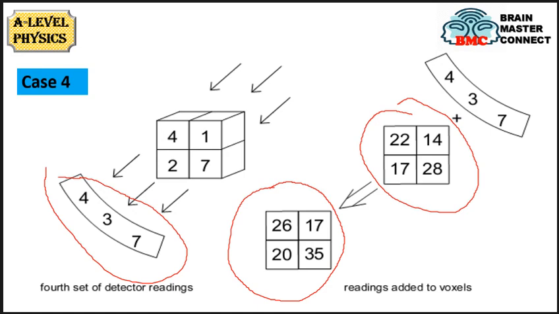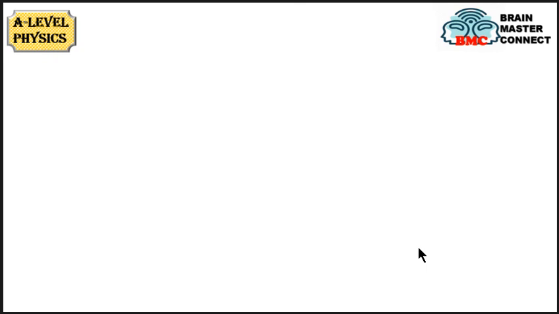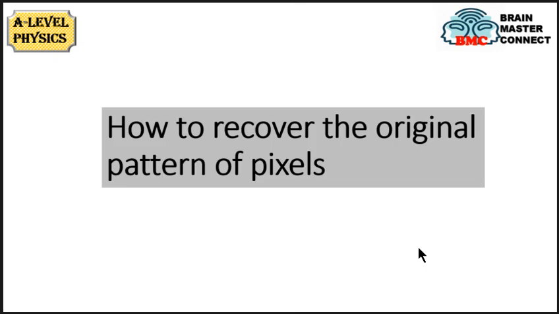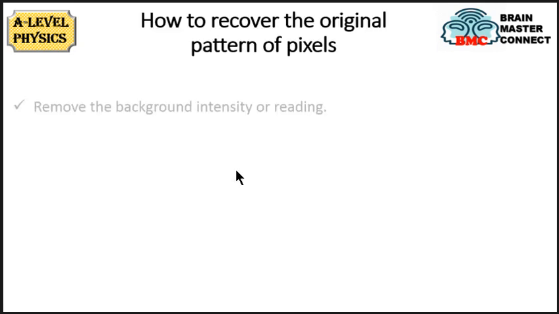Okay, so right from here we'll be able to see how to develop the image of a CT scan. From here we want to see how to recover the original pattern of pixel. If you can remember, the original pattern of pixel we saw the other time was 4-1 then 7-2. But now I want to see how we can get it back from our final answer. So to do that we'll follow these rules.